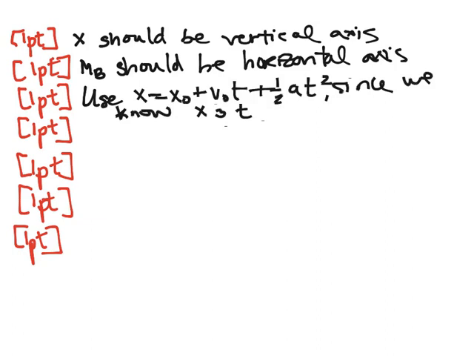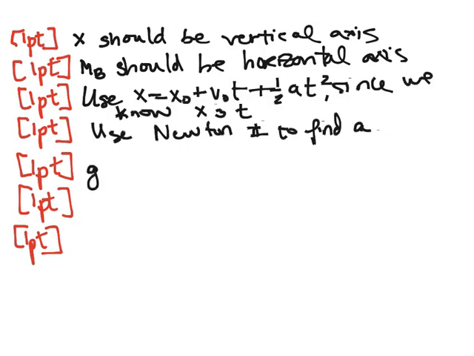And there's 1 point for indicating that we should use Newton's second law to find acceleration. In part B, there's only 1 point. You need to indicate that g is equal to your slope times m total divided by 2. And then in part C, there's 1 point for selecting graph 1.